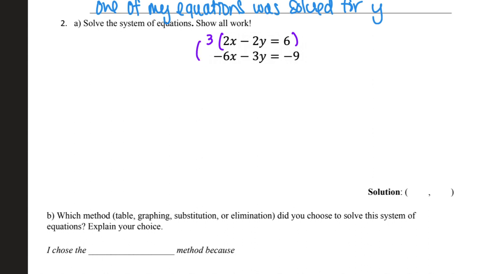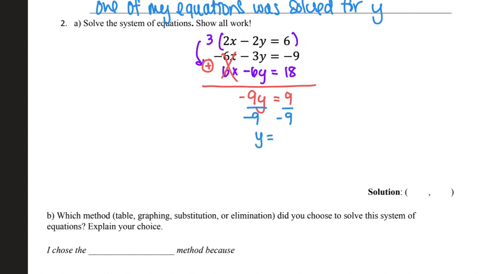So I'm just going to write that underneath here. So 3 times 2x is 6x. 3 times negative 2y is going to be negative 6y. And then 3 times 6 is going to be 18. And now I know I'm going to eliminate my x variable. And since the signs are opposite, I'm going to add. So negative 6x plus 6x is 0. Negative 3y plus negative 6y is going to be negative 9y. And then negative 9 plus 18 is going to be positive 9. To finish solving, we're going to divide both by negative 9. So y is going to be equal to negative 1.